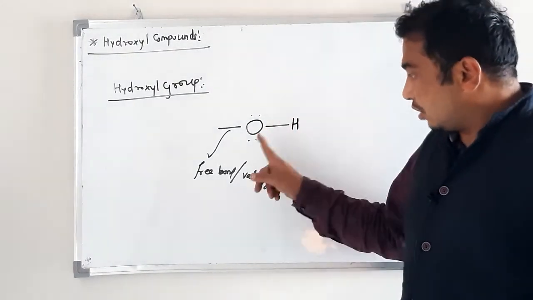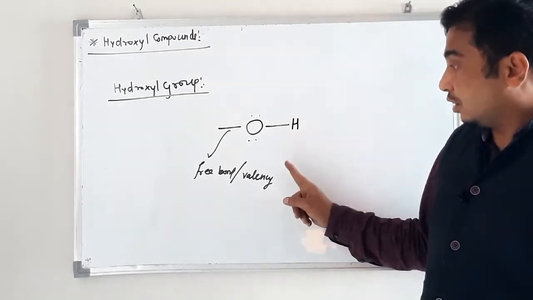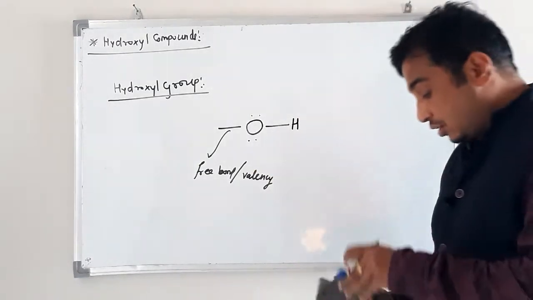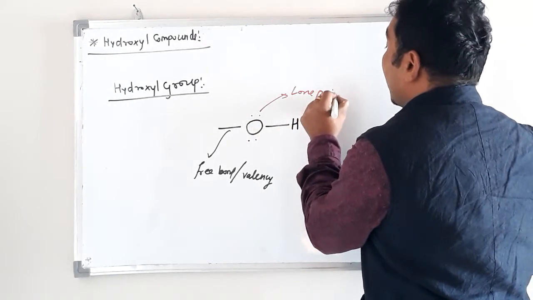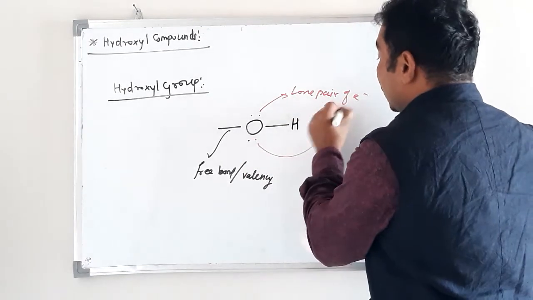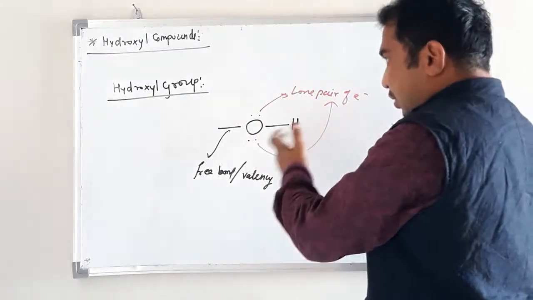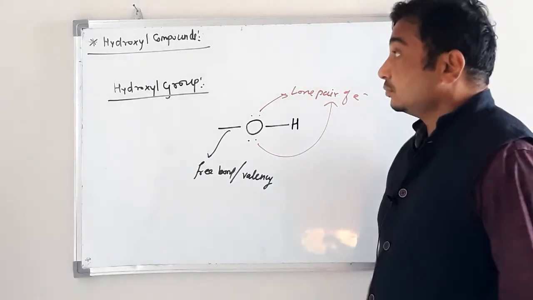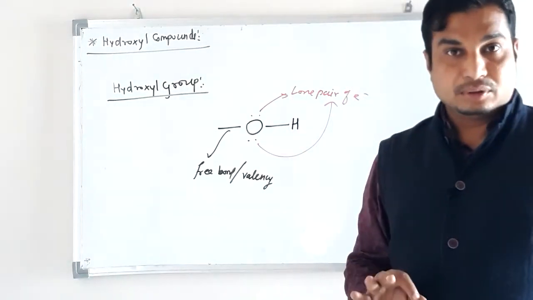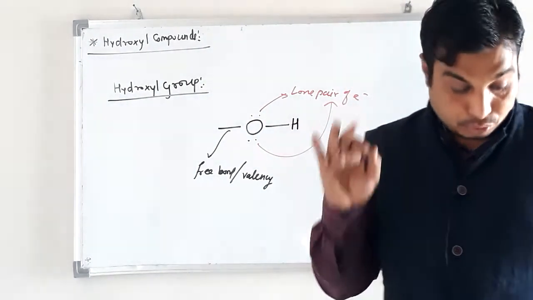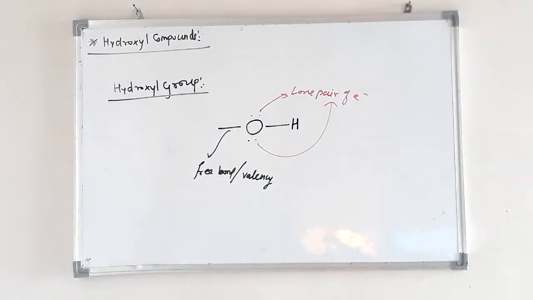So this is the hydroxyl group. In the hydroxyl group, oxygen is attached to hydrogen, and remember, this oxygen has 2 lone pairs of electrons. This is the structure of the hydroxyl group. And what is a hydroxyl compound? Those organic compounds which contain the hydroxyl group as a functional group are known as hydroxyl compounds.